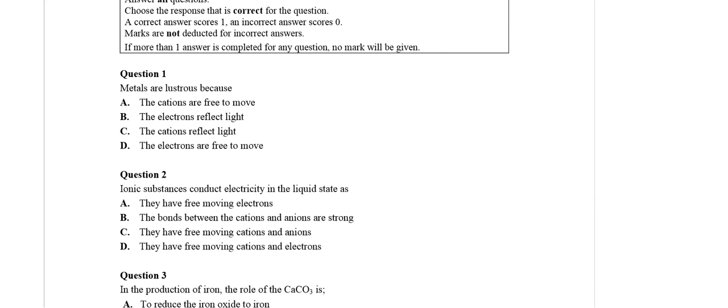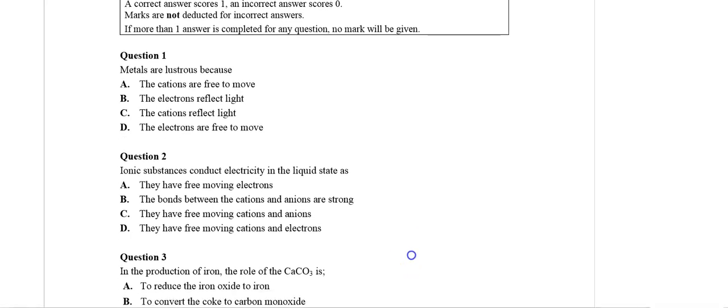Now, metals are lustrous because, and if they say because, they're now looking for the reason. And it probably refers to the metallic bonding model in some way. But here we are. The cations are free to move. That's not true. The electrons reflect light. That sounds all right. The cations reflect light and the electrons are free to move. Okay. Now, just as an exercise, there are a couple of these statements that are absolutely wrong. Cations are not free to move in the metallic bonding model. They're relatively fixed in place. The electrons are free to move. That's true. And some people might select this as their answer because it's true.